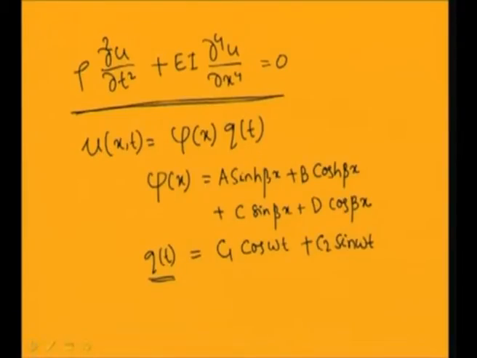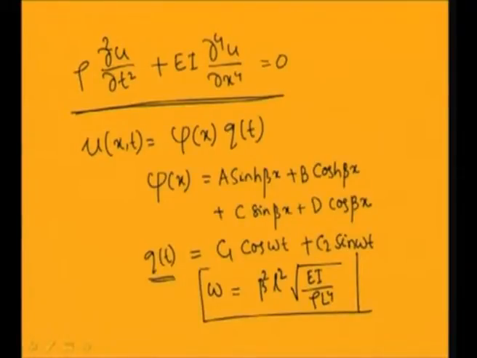The expression can be written in this form: omega equal to beta square L square into root over E I by rho L fourth. So we have found the expression of the frequency in this way. Omega, the frequency, can be written as beta square L square into root over E I by rho L fourth, and for the case of this simply supported beam, we found beta L equal to n pi.